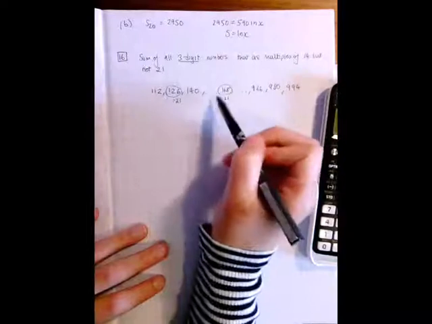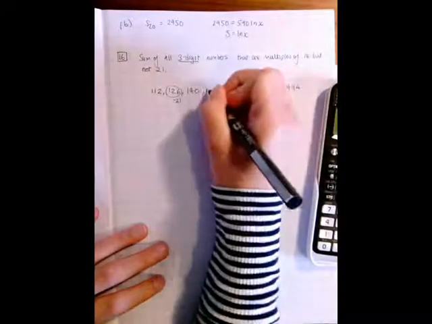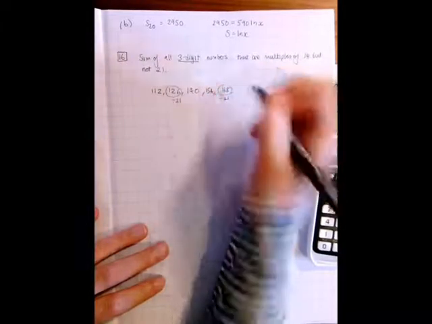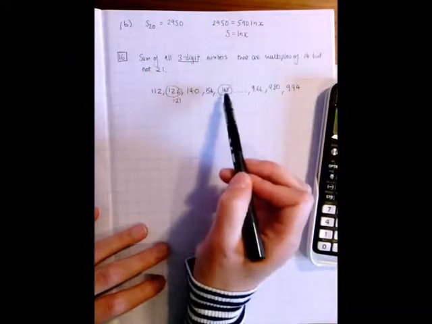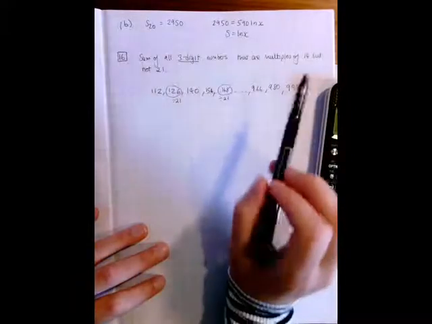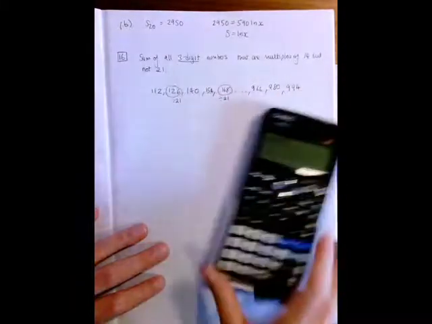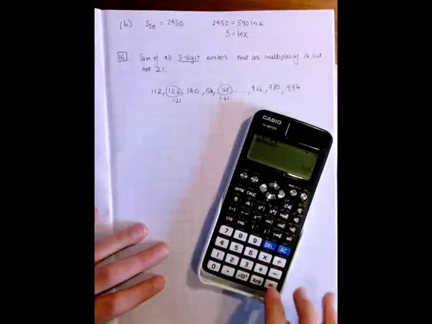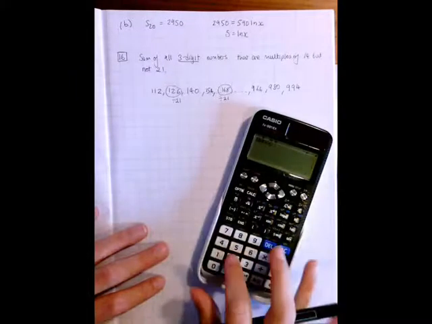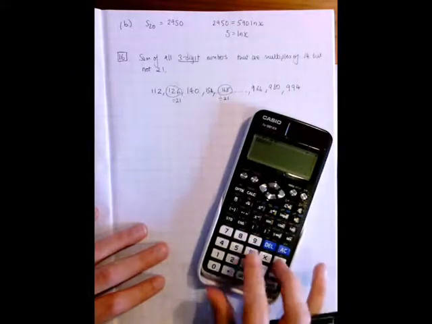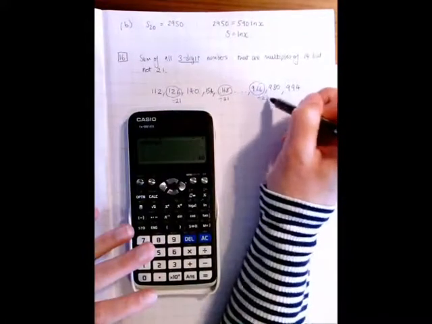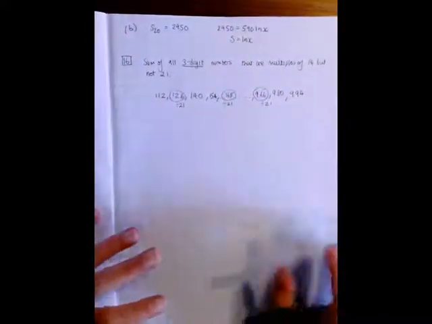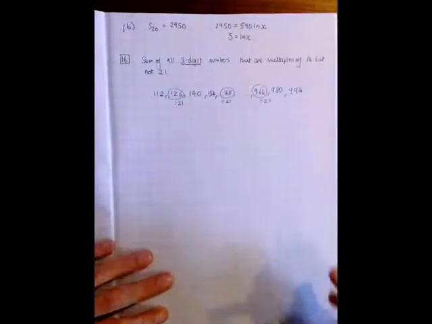So that one does divide by 21. So it looks like every 3 will divide by 21. And we can look at the end ones as well to see when that would stop. Okay, so that would be the last one that divides by 21. So we've got two sequences of numbers here.